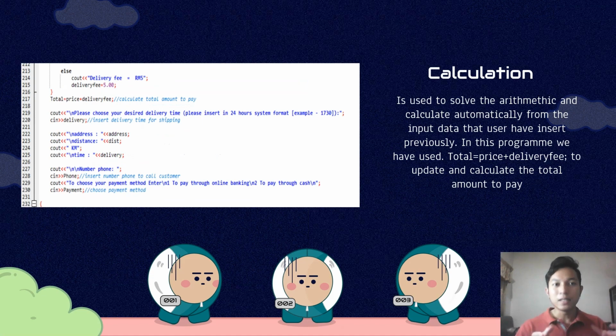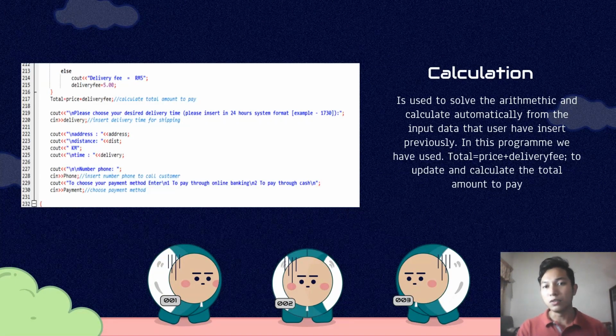Moving on, C++ uses operators to do arithmetic. It provides operators for 5 basic arithmetic operations, which are addition, subtraction, multiplication, division, and taking the modulus. I have used the calculation to determine the total price as follows: total equals price plus delivery fee, to update and calculate the total amount to pay.